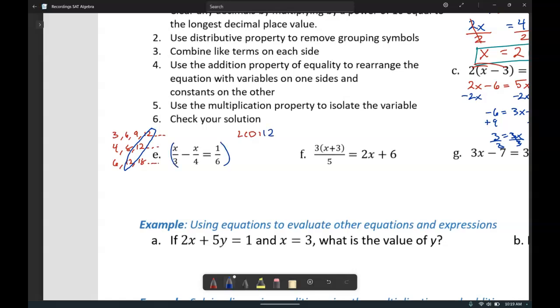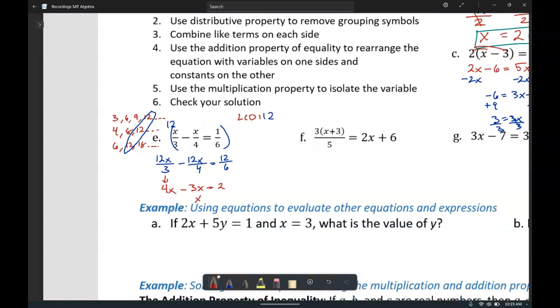We'll go ahead and multiply everything by 12, giving us 12x over 3 minus 12x over 4 equals 12 over 6. Each of these fractions will reduce. 12 divided by 3 is 4x. 12 divided by 4 is 3x. 12 divided by 6 is 2. Then we can just combine our like terms, and x equals 2.